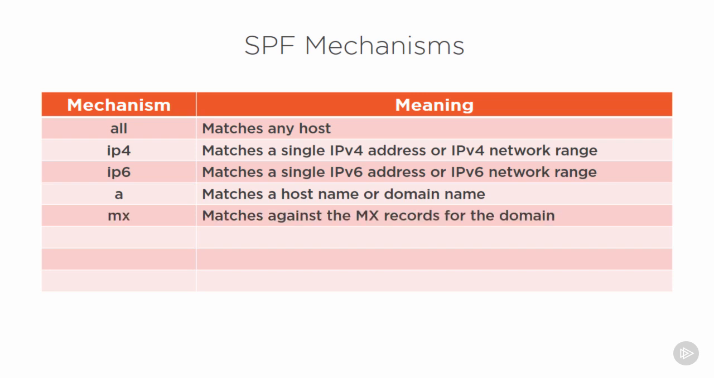MX matches against the MX records for the domain. This is a useful mechanism to use when outbound mail for your organization is handled by the same servers that MX records resolve to for inbound mail. It's a nice simple way to construct your SPF record.